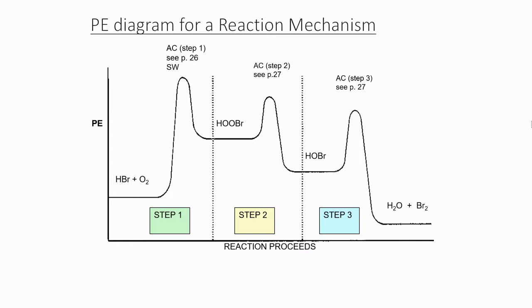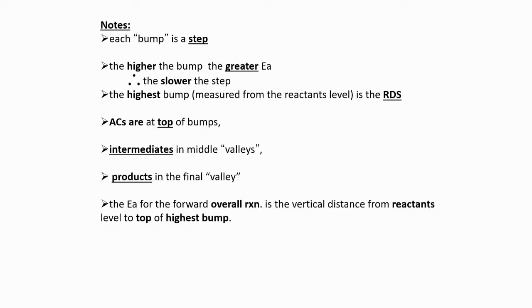And we have our activated complexes and our intermediates. All right. Again, like I said, each bump is a step. The higher the bump, the greater the EA. Therefore, the slower the step, right? So you have to ride your bike up that hill. The bigger the hill, it's going to take you a longer time. So it's going to be the slower the step because you got to break those bonds.